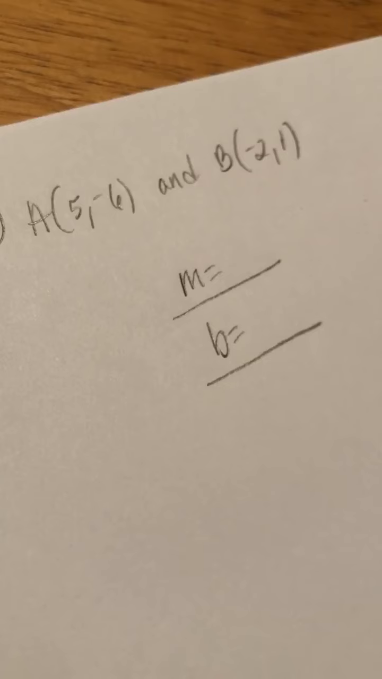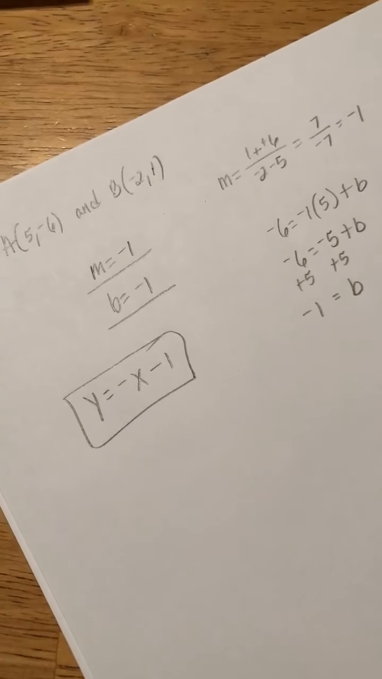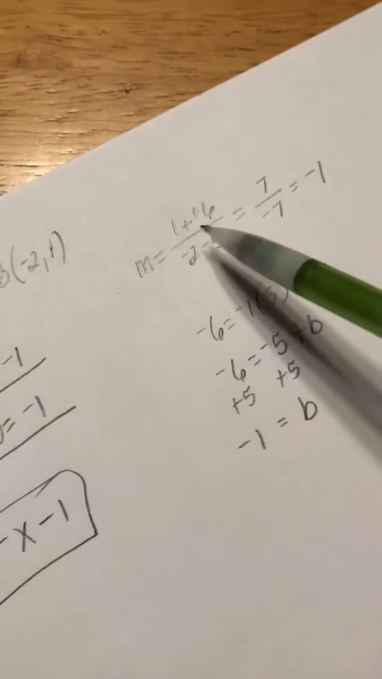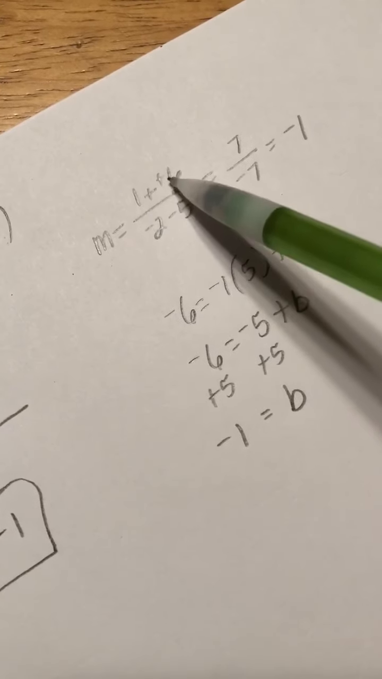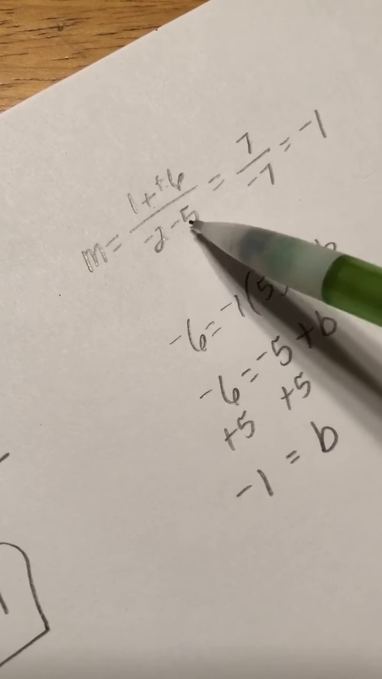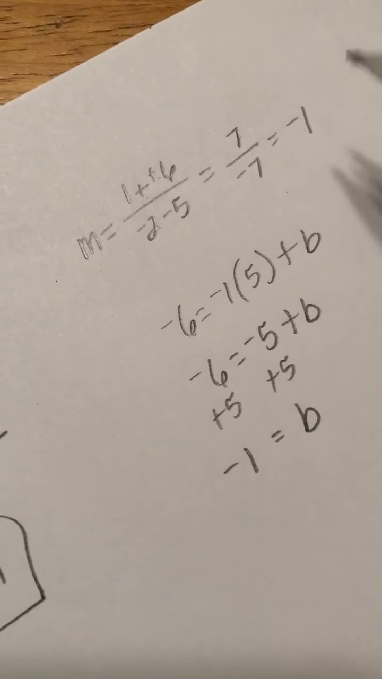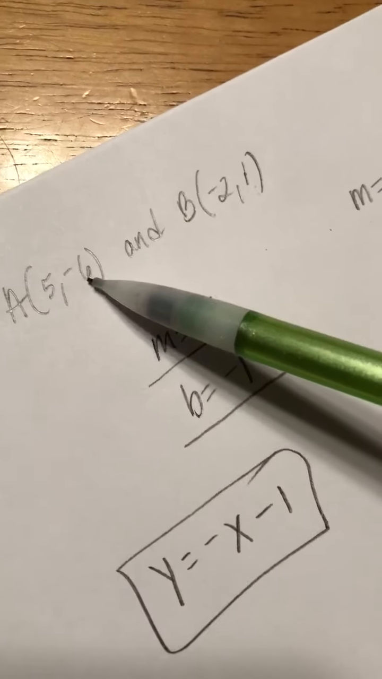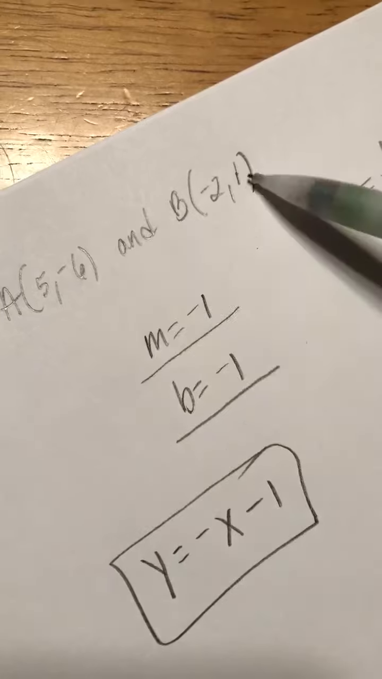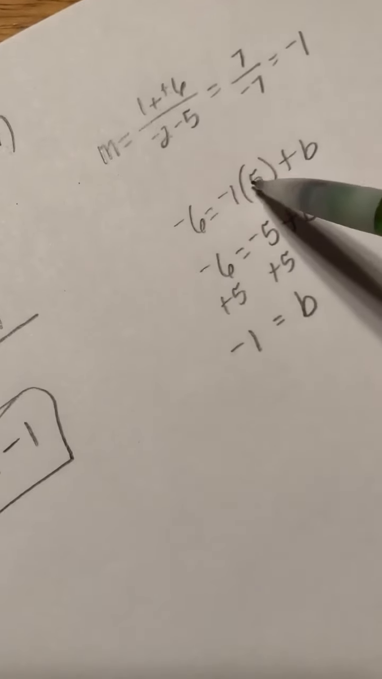So now I'm going to take a break. You guys press pause, find m, find b, and we'll see if we get the same answer. So press pause. Okay, so through the process, I found m first, which was 1 minus -6, turned to a plus, a positive. So that was 7, over -2 minus 5 on the bottom, which gives me, reduced, again we always reduce, -1.